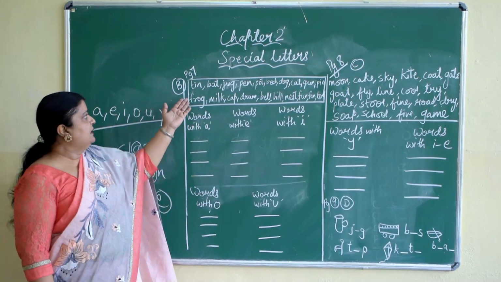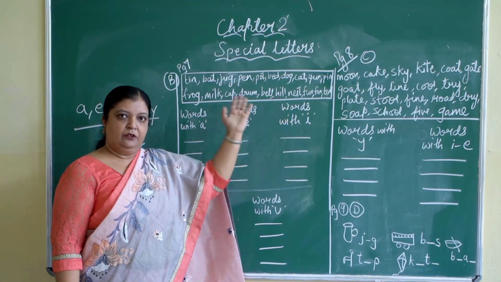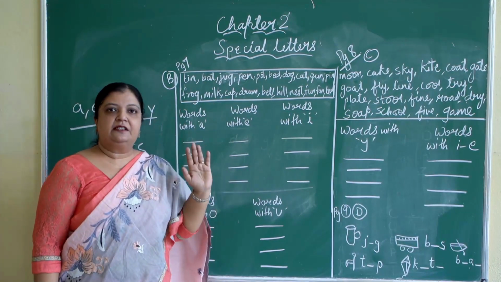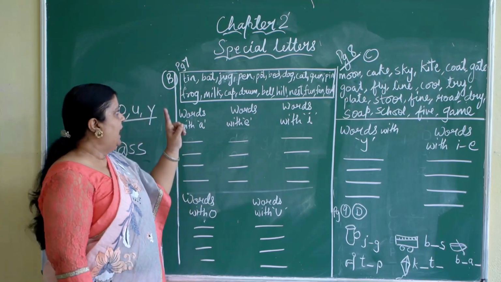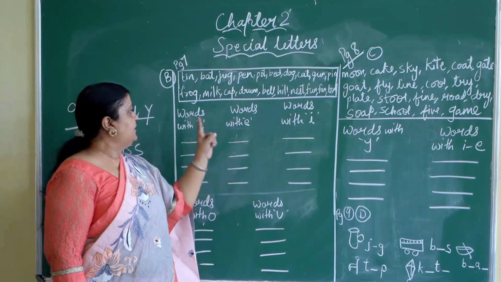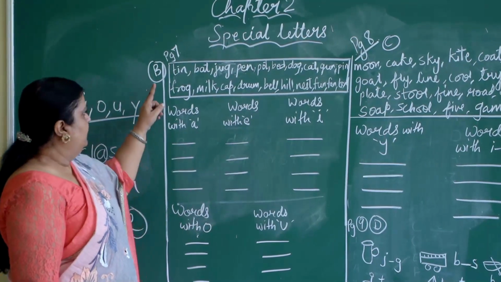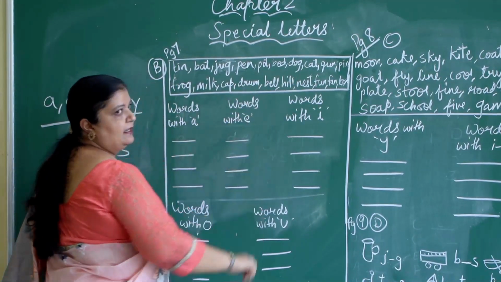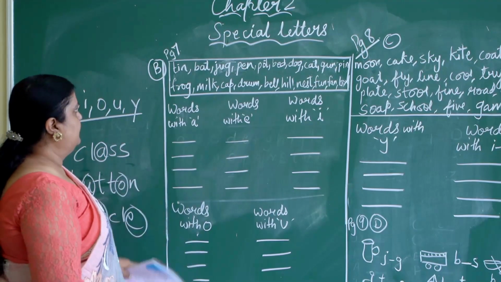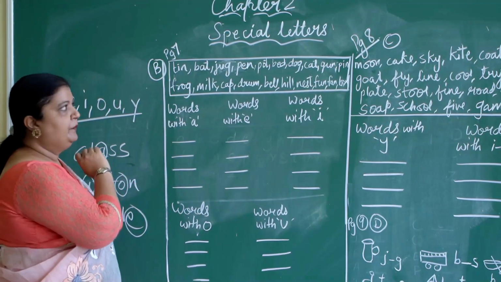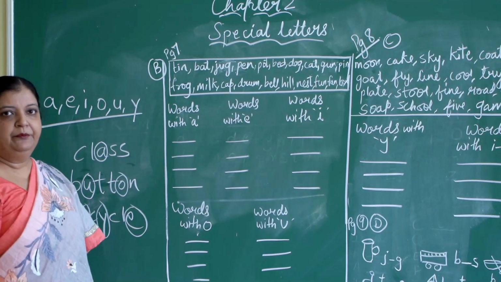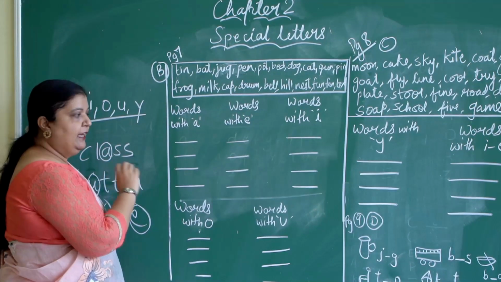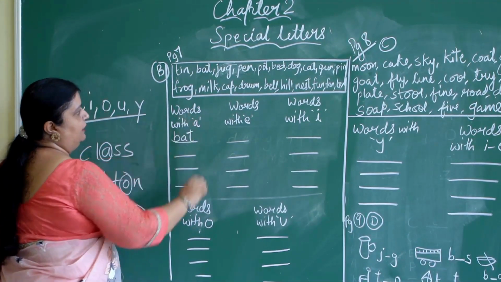Now children, these words are given over here. The set of words is given in the help box and every word has some special letter, and you have to write them within their special letter rows. Now, to start with words with A, we have to choose from these words and write under this. Now first you will read tin. Does it have the special letter A? No. The second word bat. Yes, it has special letter A. So we are going to write bat over here.